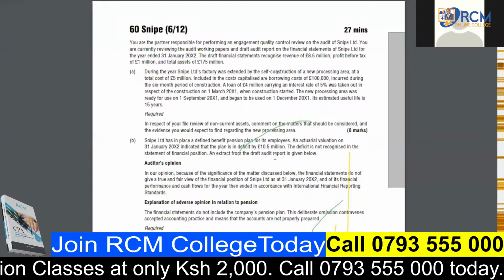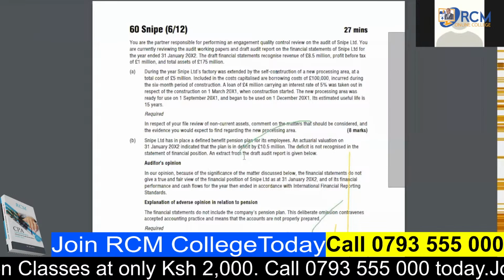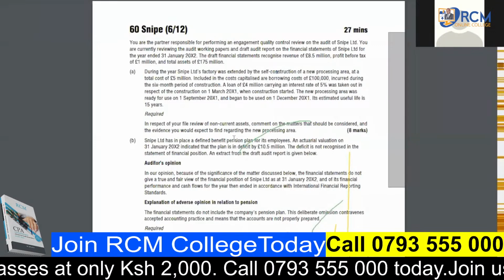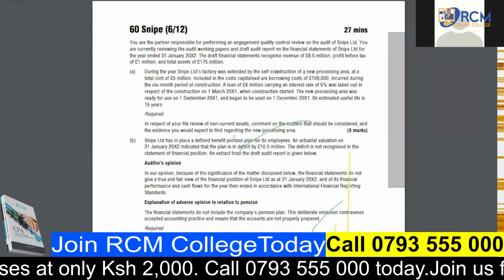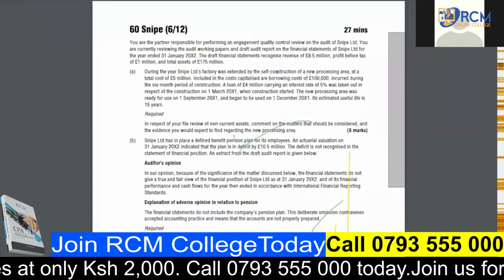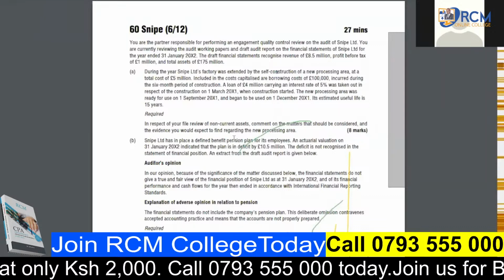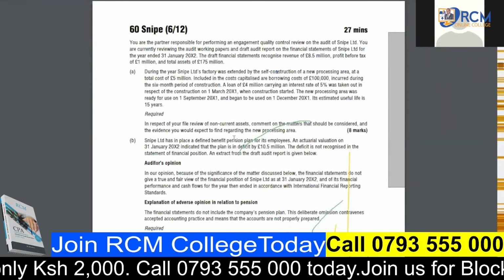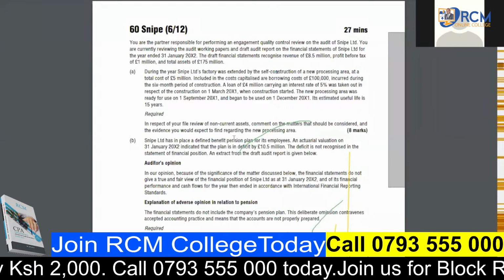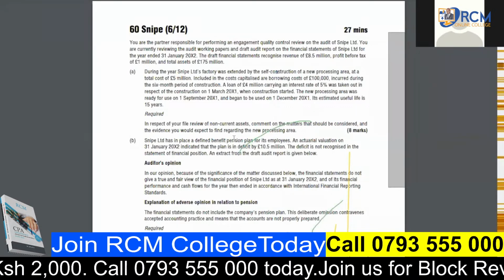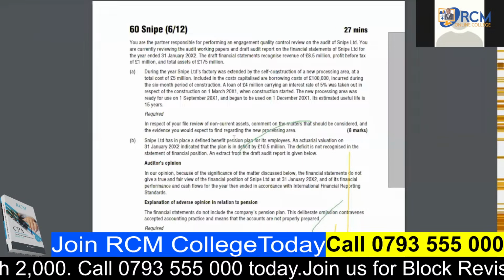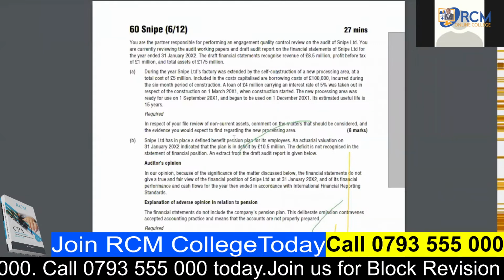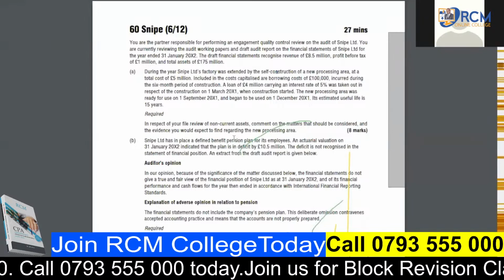An extract from the draft audit report is given below. Auditor's opinion: In our opinion, because of the significance of the matter discussed below, the financial statements do not give a true and fair view of the financial position of Snipe Limited at 31st December 02 and of its financial performance and the cash flows for the year then ended in accordance with the International Financial Reporting Standards. Explanation or basis of the adverse opinion: the financial statements do not include the company's pension plan. This deliberate omission contravenes accepted accounting practice and means that the accounts are not properly prepared. Required: critically appraise the extract from the proposed audit report of Snipe Limited for the year ended 31st January 2002.